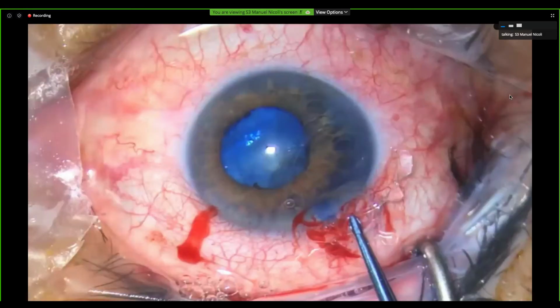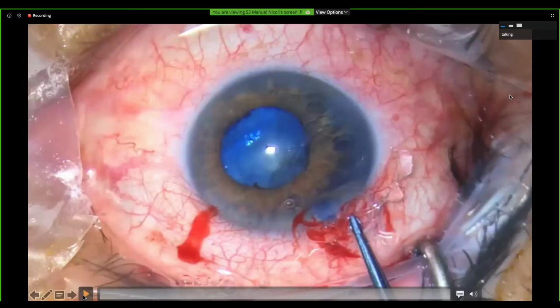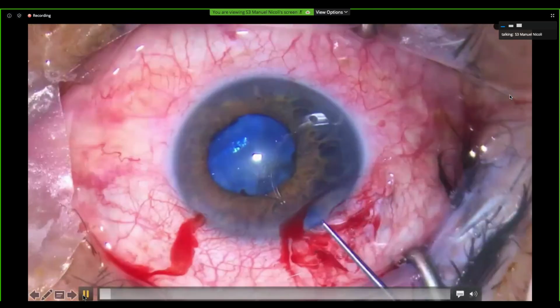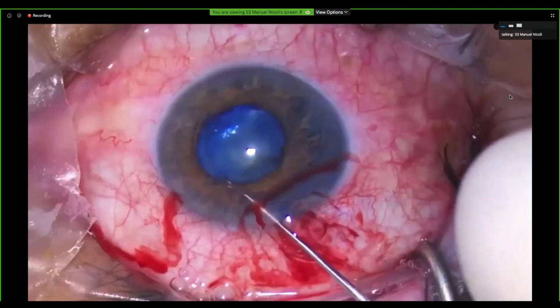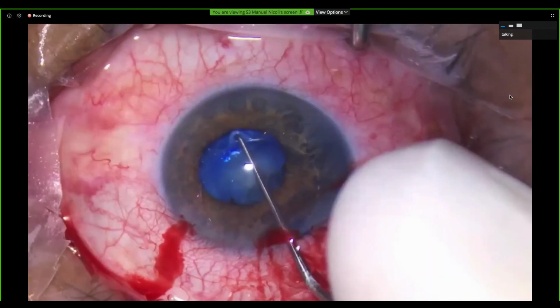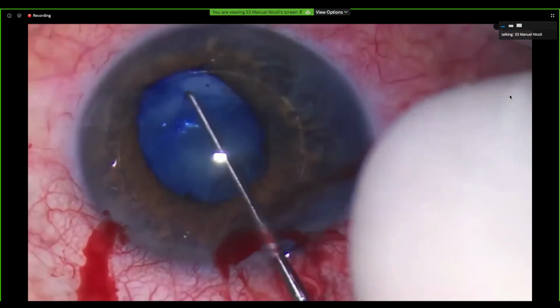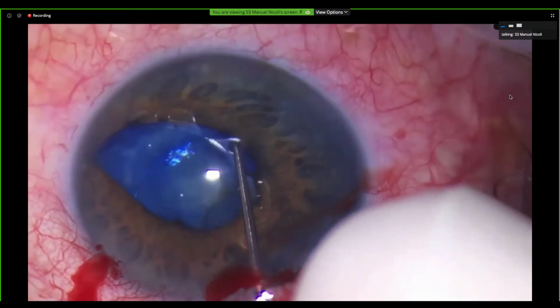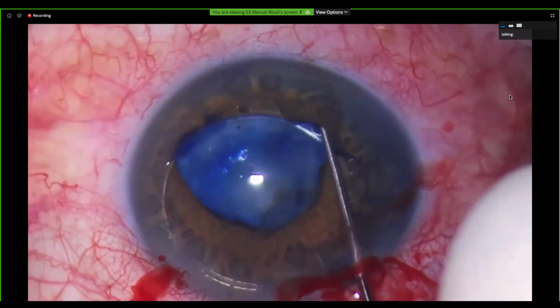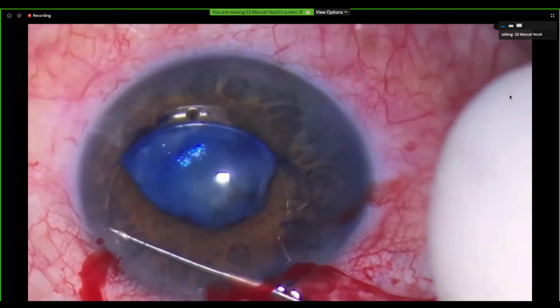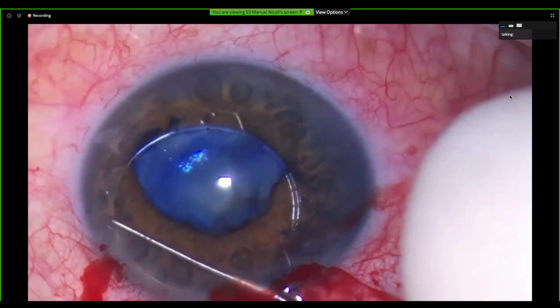We're going to see here a video of how we introduce it. We use a McPherson forceps or similar. Then we use the Sinskey hook to put the ring. First goes the central eyelet, and then we move to the lateral eyelets to center the ring.